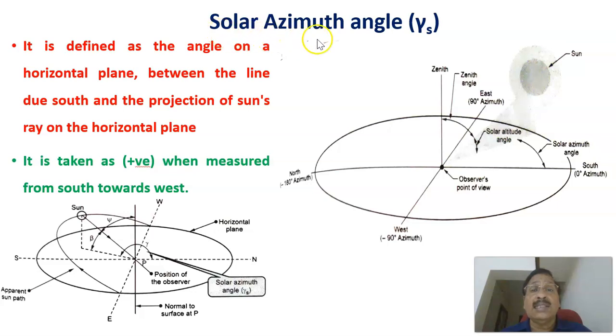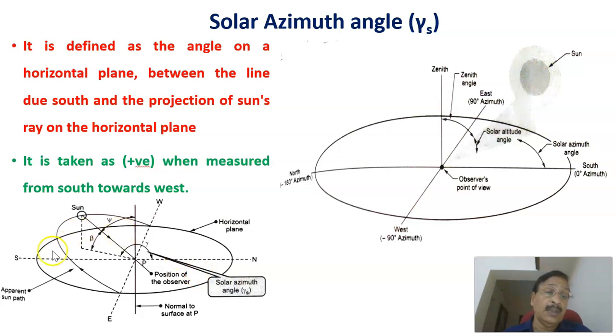Next one, solar azimuth angle, gamma s. It is defined as the angle on a horizontal plane between the line due south, that is this line, and the projection of the sun's ray on the horizontal plane. That is this one, the projection of the sun ray on the horizontal plane, and this angle we call the solar azimuth angle, gamma s. It is taken as positive when measured from the south towards west. If you measure in this direction, it is taken as positive.